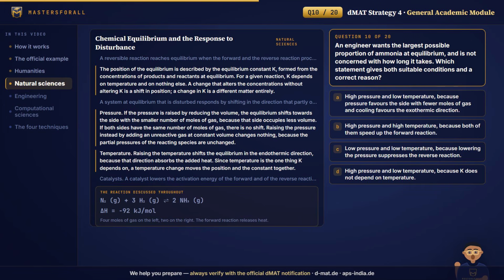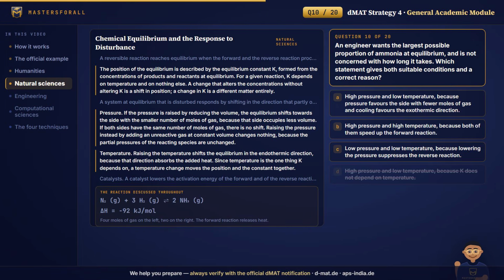Read the stem again, both suitable conditions and a correct reason. So 3 claims in every option, not 2, and all 3 have to hold. Conditions first, and you have done this work. High pressure moves us towards ammonia, the side with fewer moles of gas. Low temperature moves us towards ammonia because forward is exothermic, that kills options B and C. And it leaves 2 options that name exactly the same conditions as each other. So the conditions cannot separate them, only the reason can.